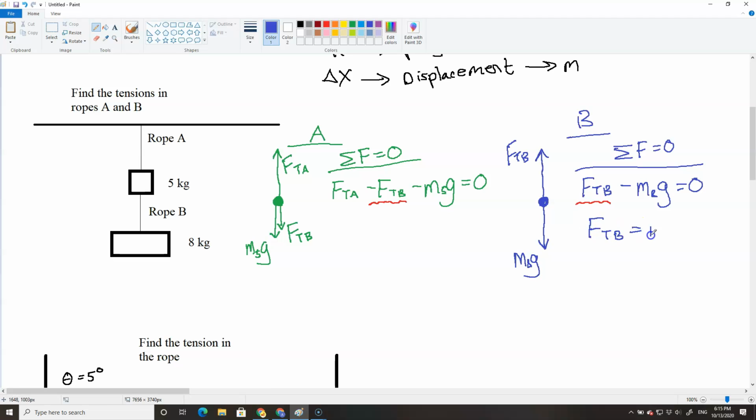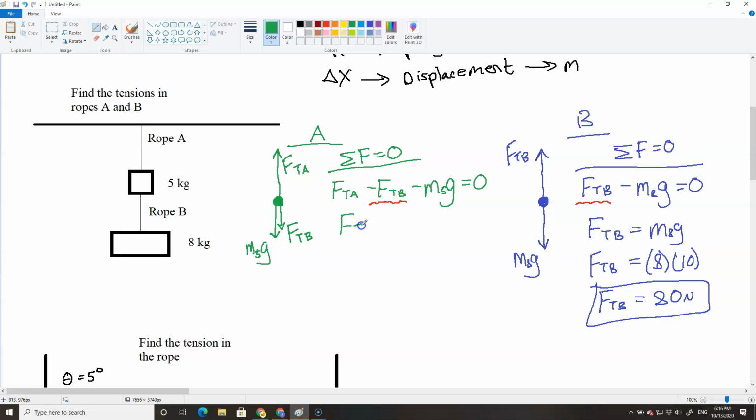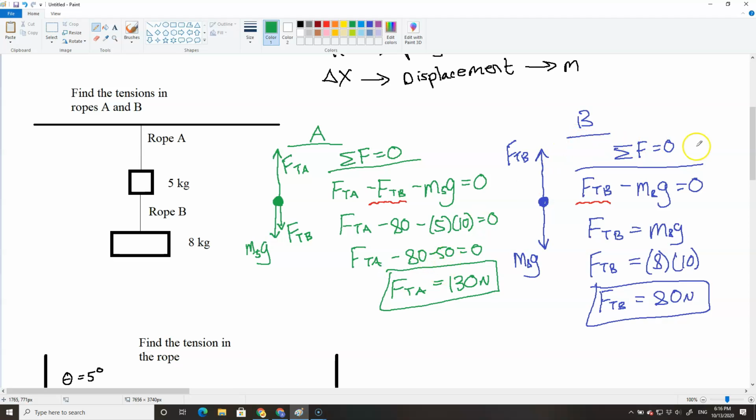So the force of tension B equals M8G. For this example, I'm just going to use G as 10 just to make life easier, and I can do this in my head. But for WebAssign, I would still recommend using 9.81 because if you don't, you could end up getting incorrect values. So the force in tension B will be 80 newtons. I can substitute that into the equation A. So force tension A minus 80 minus 5 times 10. Again, I'm using 10 instead of 9.81 just to make the mathematics a little bit easier. And the force tension A will be 130 newtons. Just like every other force, the unit for tension is newtons.